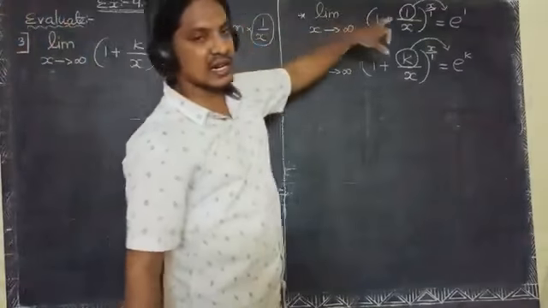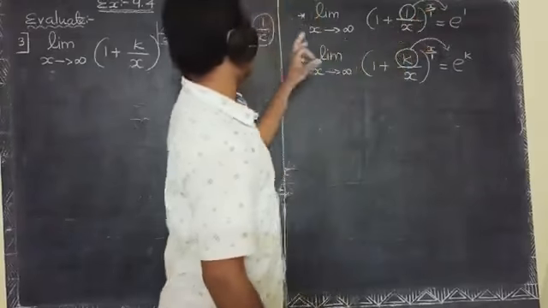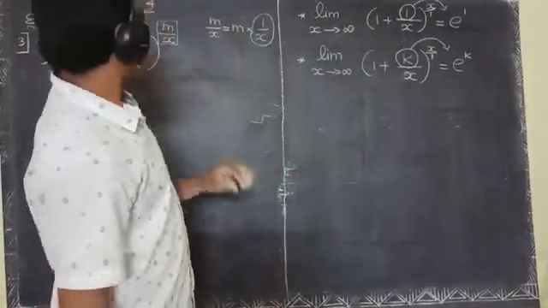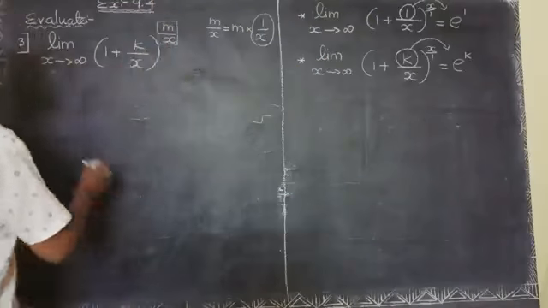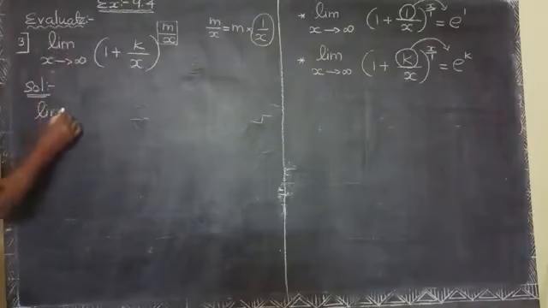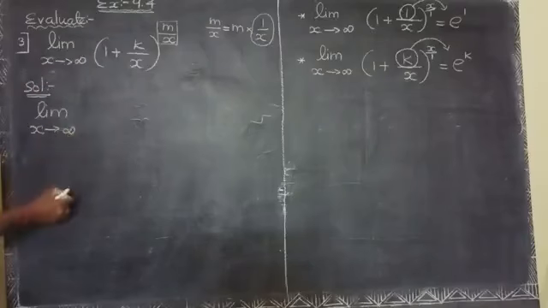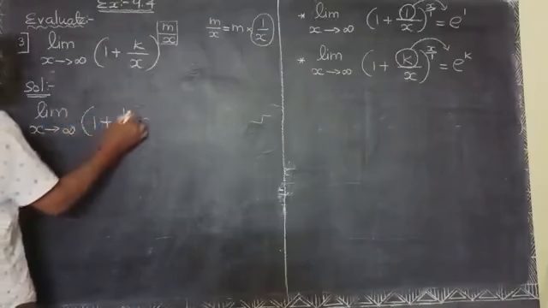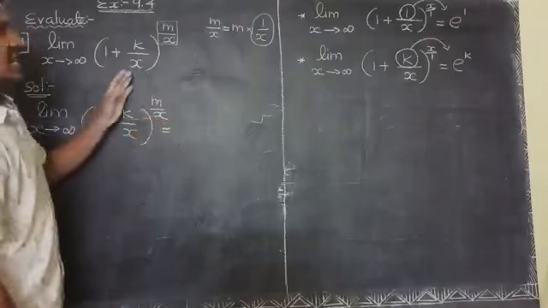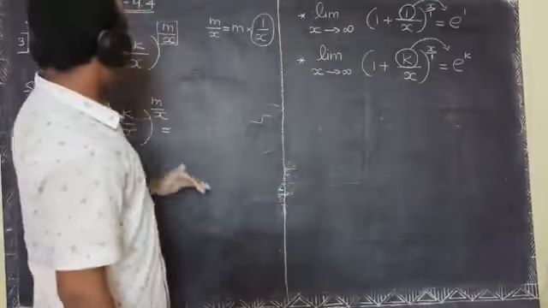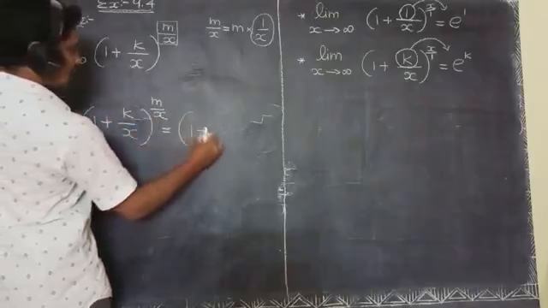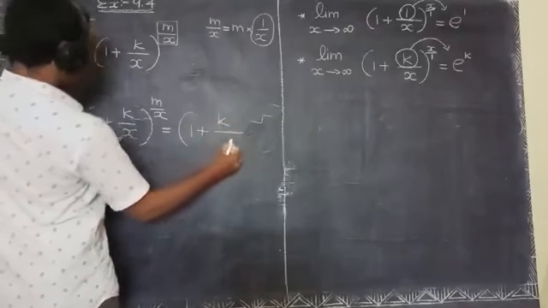But then the resultant is x by 1. Here 1 by x we cannot change into the structure, so apply the limit into the given function. Solution: apply the limit into the function, limit x approaches infinity, (1 plus k divided by x) whole power m divided by x. We cannot change into the format, so apply the limit into the function directly, that is 1 plus k divided by x is infinity.